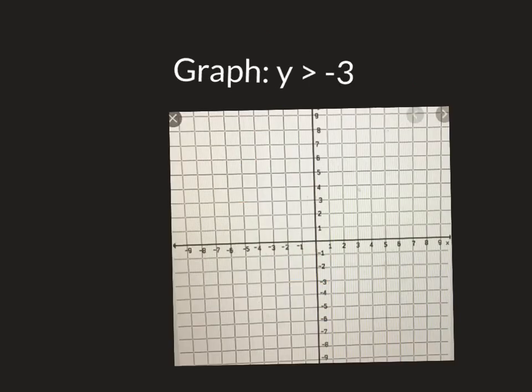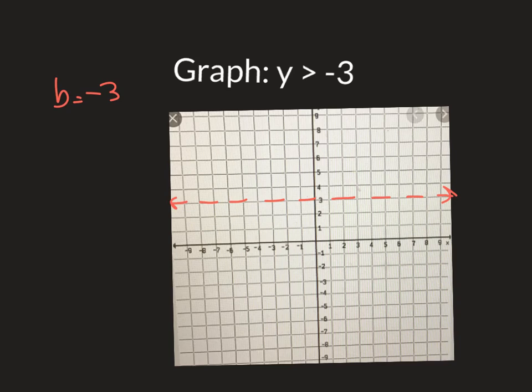Let's try a couple more. Like this one just says y is greater than negative 3. I need you to remember that means the slope is 0. 0 slope. The y-intercept is negative 3, which means it's going to go right through negative 3 and be a horizontal line. Now, I'm drawing a broken line because there's no equals in the inequality. Okay, so it's going to be broken.